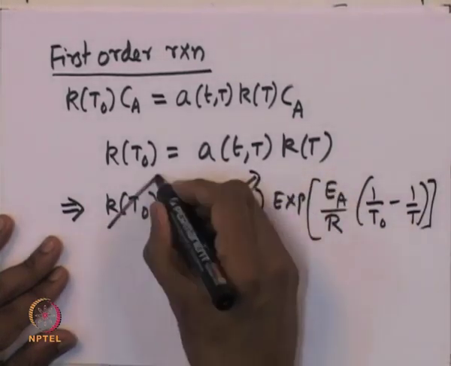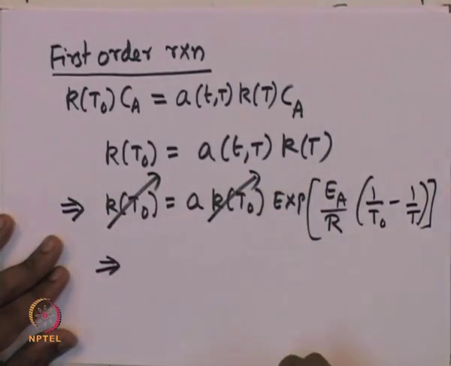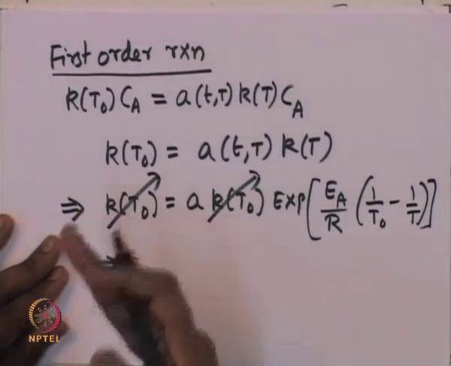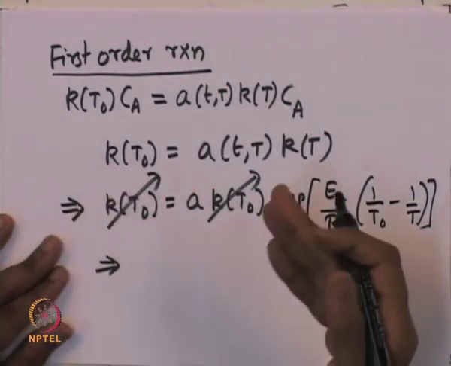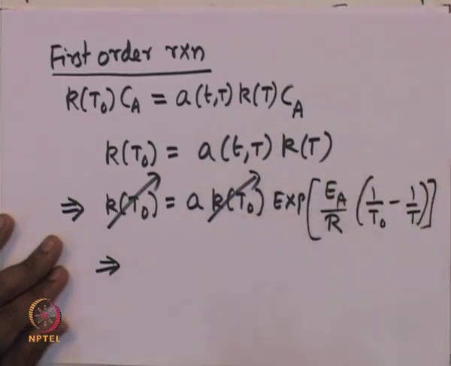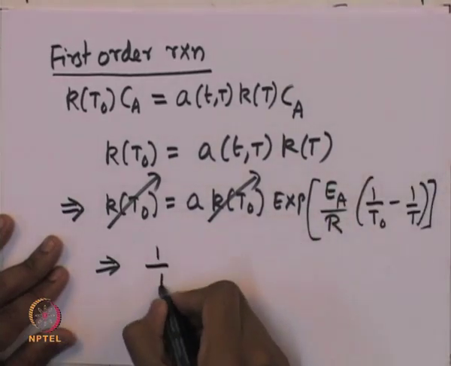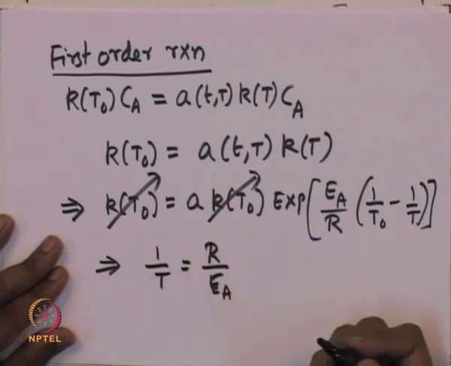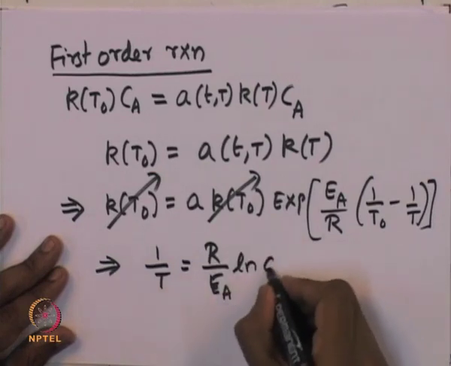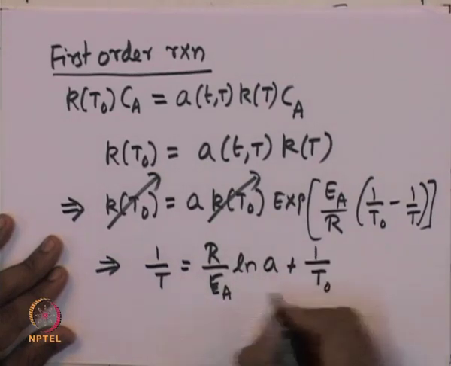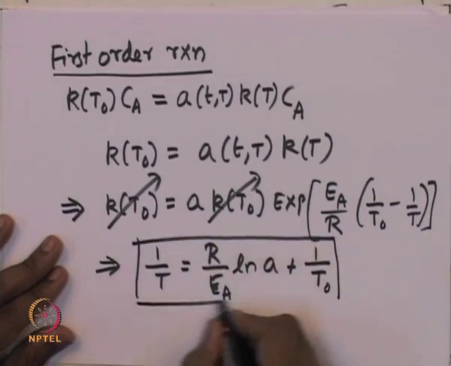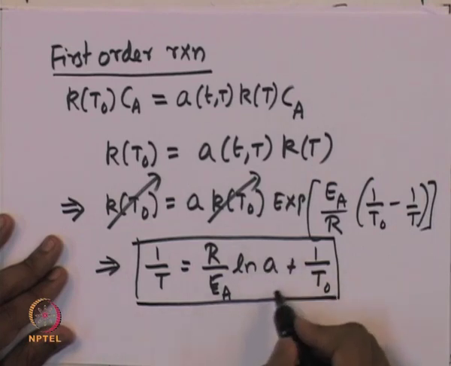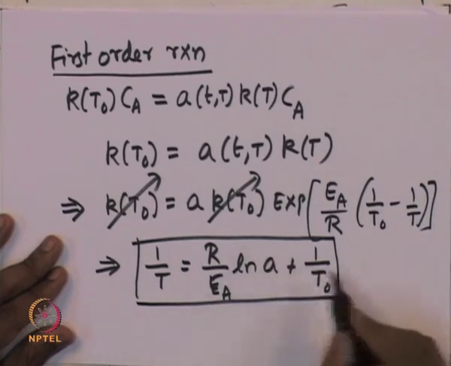Cancelling these two, we can now find an expression that relates the local temperature, the temperature at which the reactor is being operated, with the activity and the temperature when the reaction was started. So, 1 by T equals R by E A, the activation energy of that reaction, into ln a, plus 1 by T naught. This is the relationship between the temperature at which the reactor has to be operated, as a function of the activity and the initial temperature T naught.